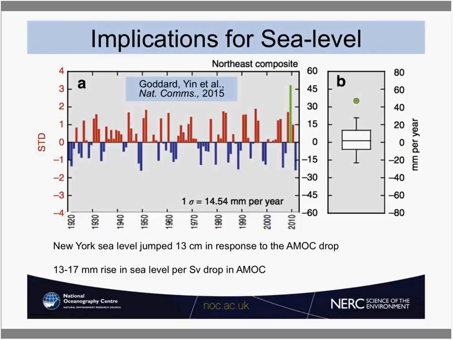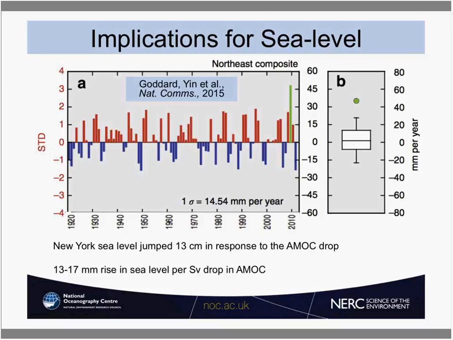Not only did the overcirculation have implications for heat content, but it also had implications for sea level. So this paper by Goddard and Yin and co-authors that came out in Nature Communications in 2015 re-emphasized this. What you can see in this figure is literally the trended, deseasonalized sea level composite for the northeast coast of the United States. Positive values indicate a sea level rise, and negative values indicate a sea level fall.